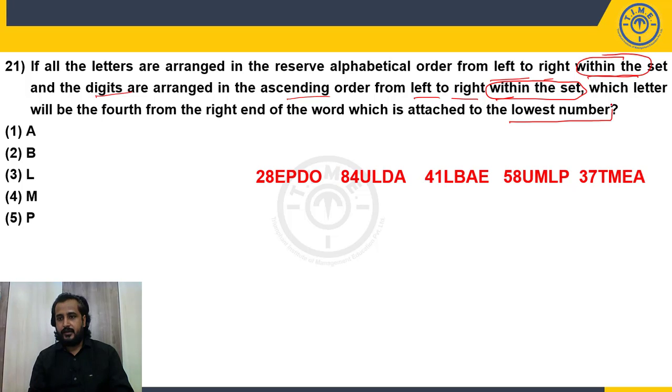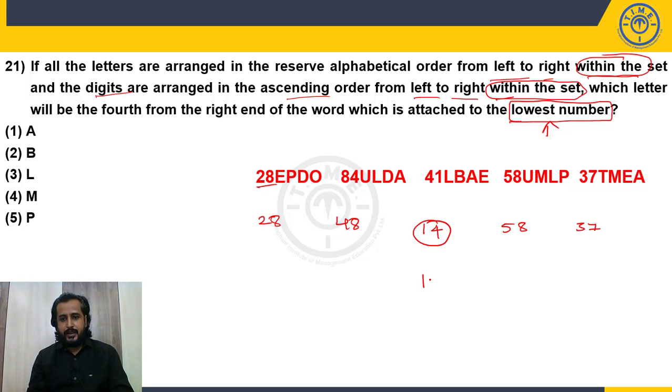So we need to focus on the lowest number. I will tell you in the shortcut way instead of doing all the steps. First identify the lowest number. How to identify the lowest number? After applying the condition, digits are arranged in the ascending order within the set. So it is already ascending order, 28. So this will become 48. This becomes 14. This becomes 58. It is 37. So what is the lowest number?